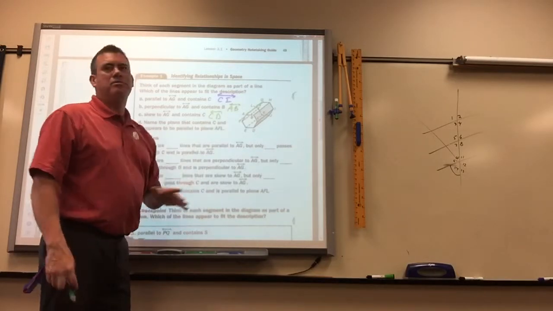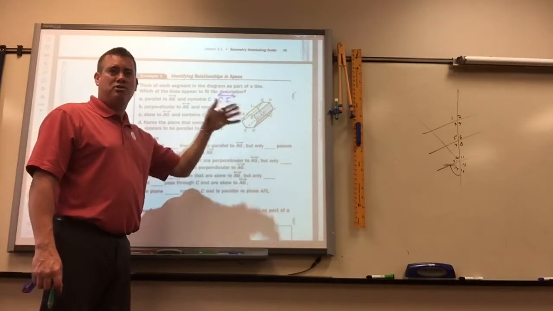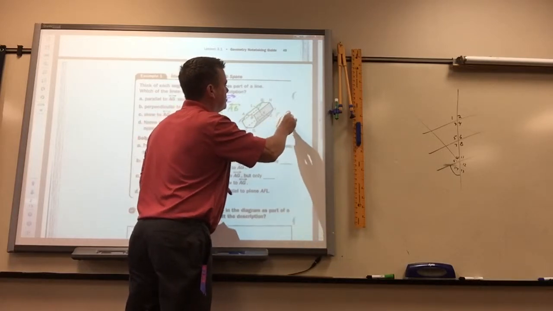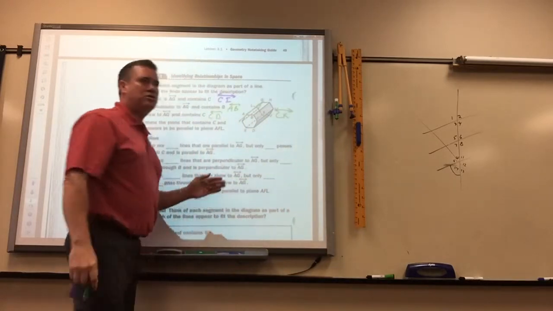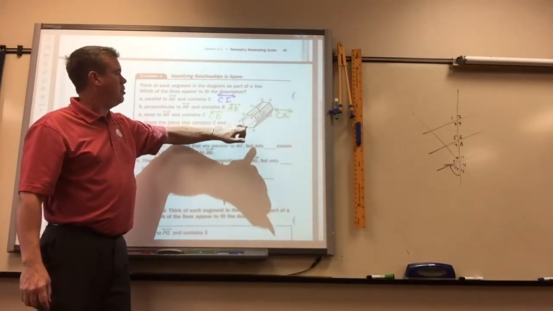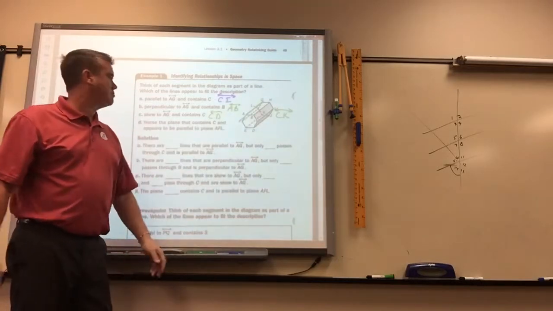Now, something to think of is you don't always have to use the lines that are actually drawn in here. You could use line CK. Even though it's not drawn in the picture, a line could go through those two and it would be skew to that. Or you could use line CE. All right?